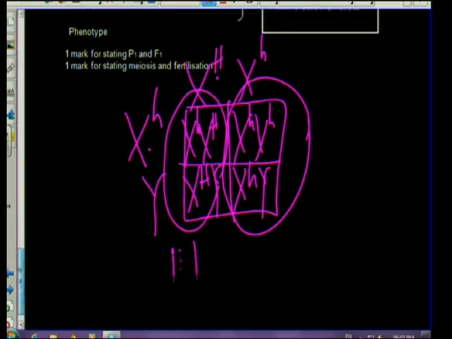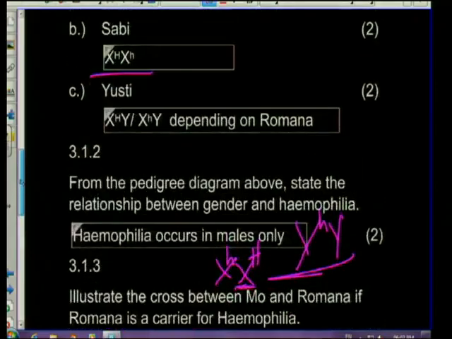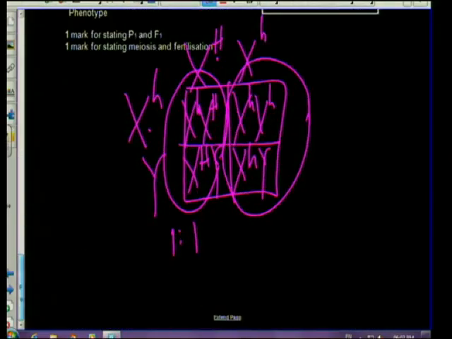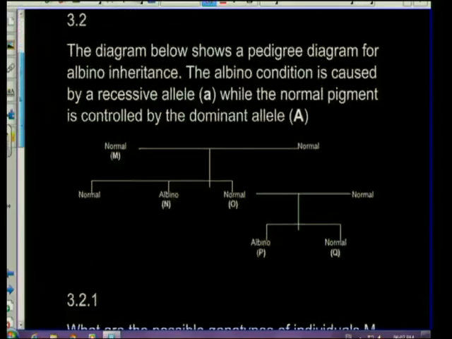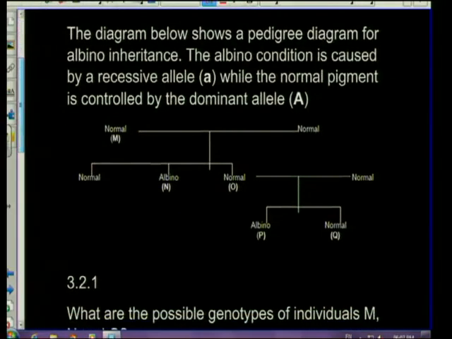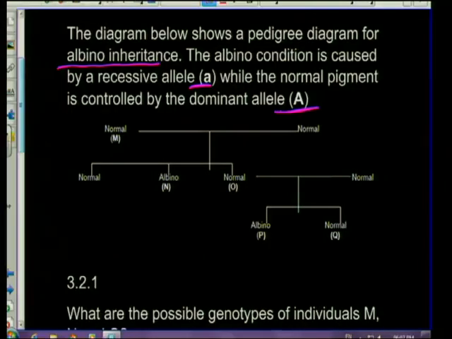This is how we work out a pedigree diagram. Remember, we can also work out pedigree with other issues as well. If we look at the next one, they're talking about the pedigree diagram of albino inheritance. Now here, albinism is not sex-linked. So we use normal letters A and small a to do that.